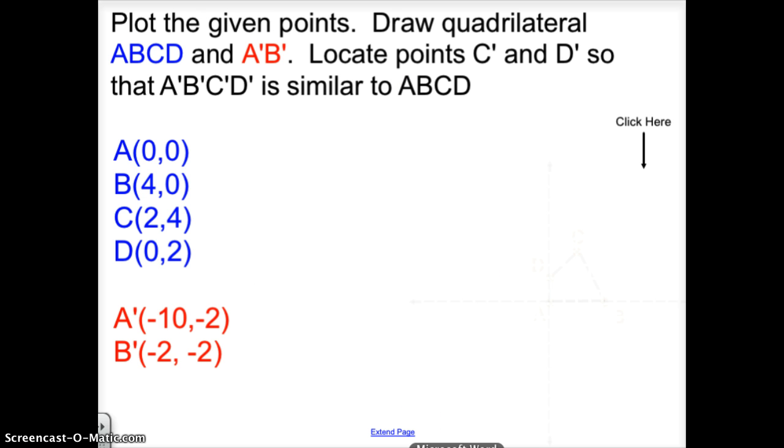Another example we see here is that quadrilateral ABCD has points, and we can use this as coordinate geometry. And then points A prime and B prime are given, and our job is to locate points C prime and D prime so that they are similar figures. So not only do we have to determine the lengths of A to B and A prime to B prime, but we can also use a coordinate plane instead of actually having to use the distance formula if need be.